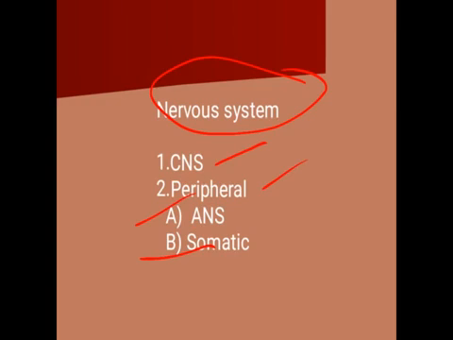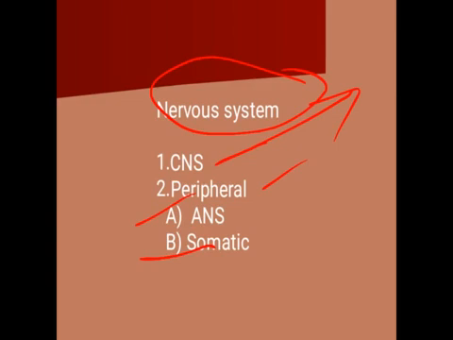Okay, so the central nervous system generally consists of the brain and the related parts and the spinal cord. The nervous system which is related with the brain and spinal cord comes under the central nervous system. Second one is the peripheral nervous system. It is the other part than the central nervous system.